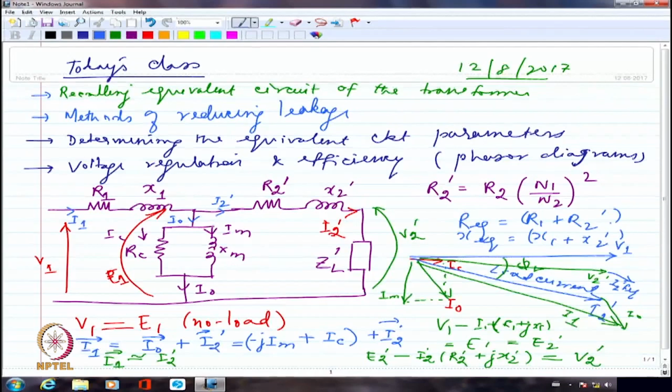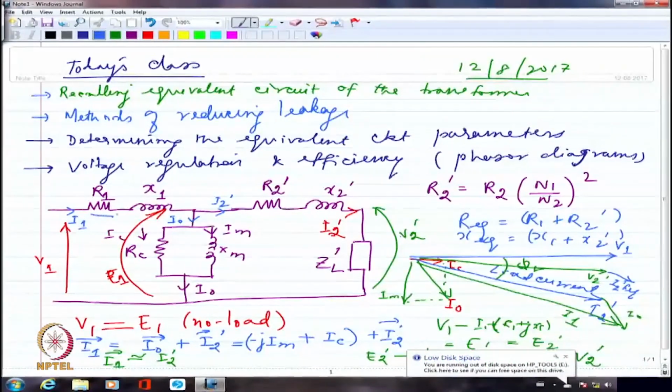Right? Overall series resistance of the transformer and overall series reactance of the transformer. Am I right? So, I can take it like that. What I am doing is, to V2 dash, I am adding first of all the drop in the two resistances. So, I am going to take the drop in R1, take the drop in R2 dash.